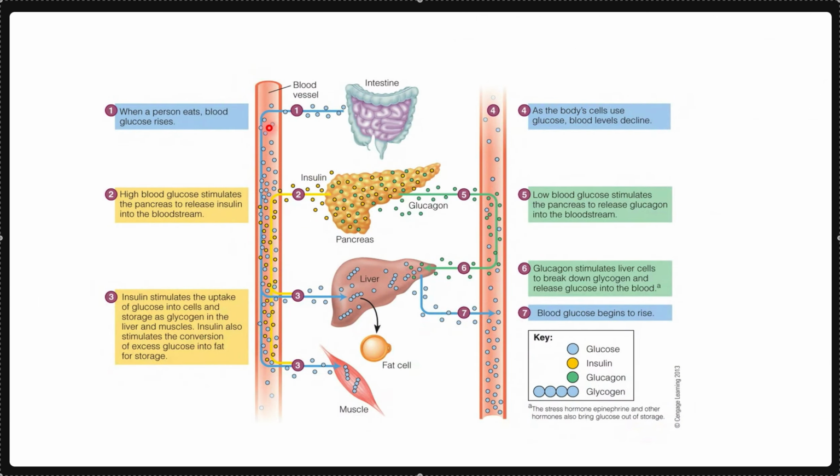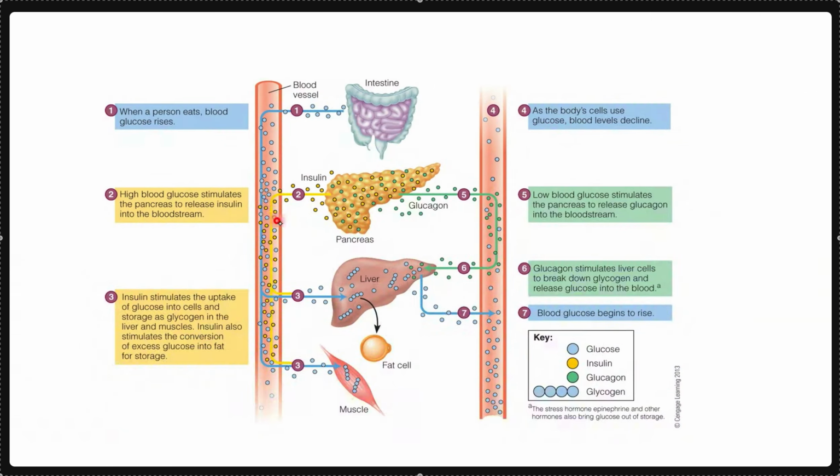So the balls in blue are glucose. So the more the glucose gets into the blood vessels, the more the amount of glucose in the blood vessels increases. So that's number 1. That person has eaten and the glucose continues to increase in the blood.